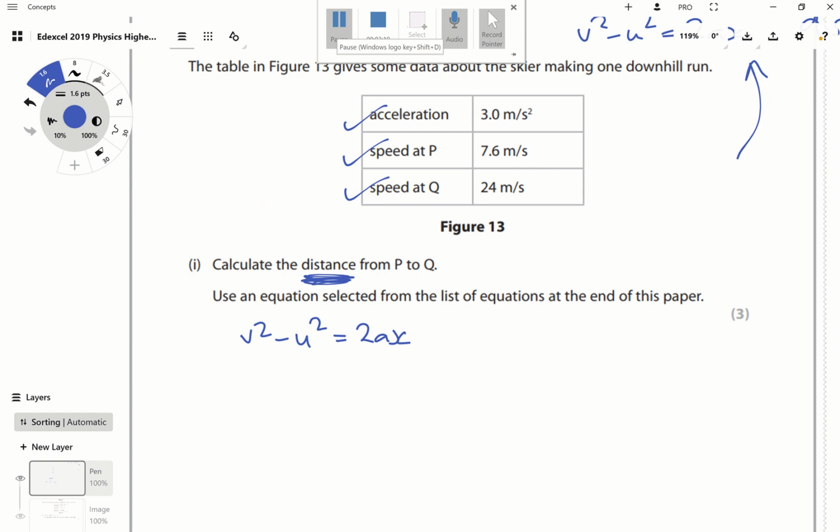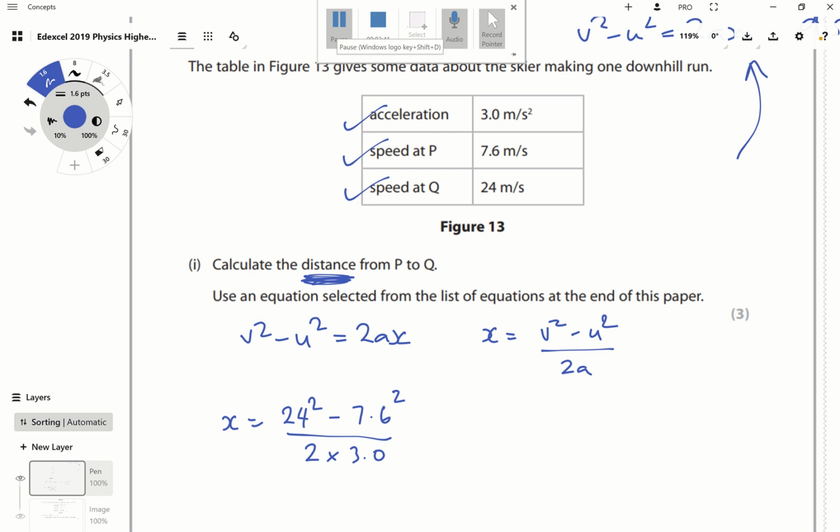So 2 and a are going to have to disappear under here. So I'll just rearrange it. I've done loads of rearranging with you, and you've done it in maths as well, so I'm not going to go through the process of doing it. So x equals v squared minus u squared over 2a. Now we're ready. X equals v squared, so that's your final speed, 24 squared minus 7.6 squared divided by 2 times the acceleration 3.0.